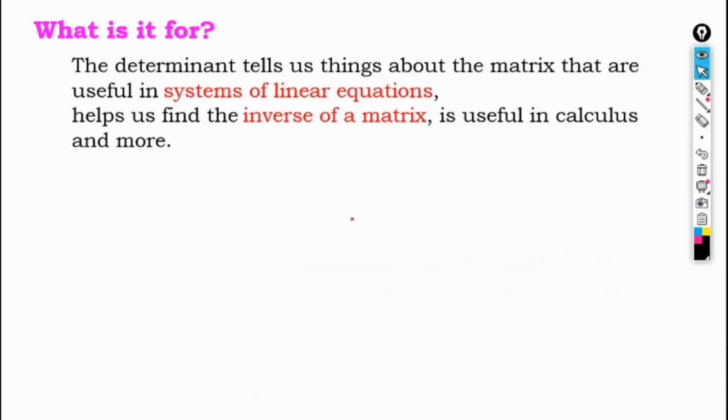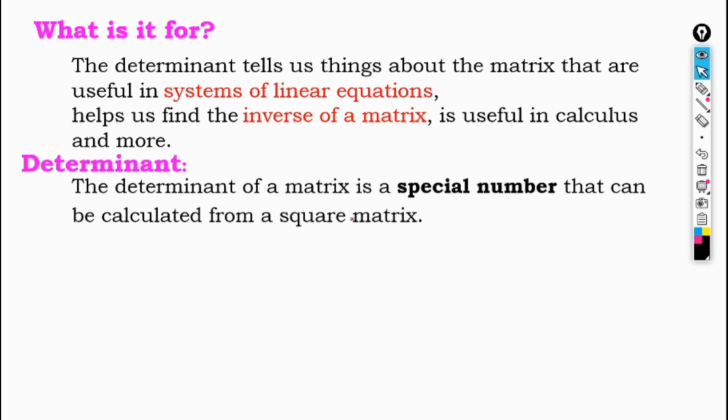The determinant tells us things about the matrix that are useful in a system of linear equations, and helps us to find the inverse of a matrix, which is very useful in calculus. Determinant ಅಂತಂದ್ರೆ it is a number ಅಂತ ನಾವು ತಿಳ್ಕೊಂಡಿದ್ವಿ ಹಿಂದಿನ ಕ್ಲಾಸ್ನಲ್ಲಿ. The determinant of a matrix is a special number that can be calculated from a square matrix.